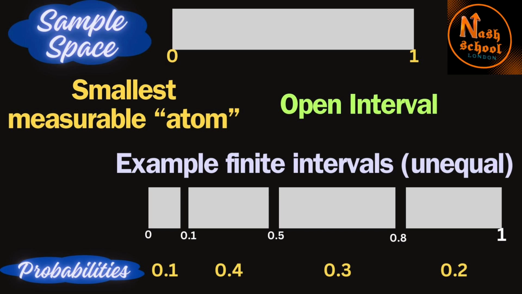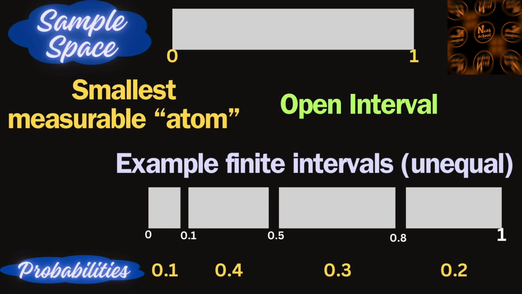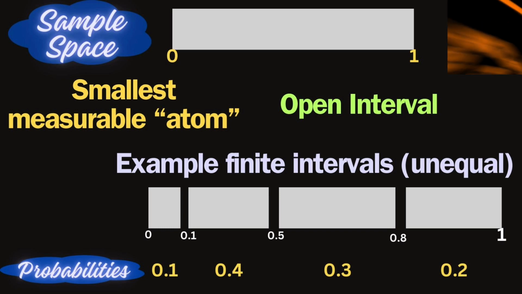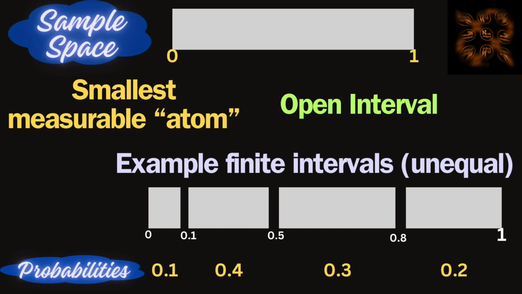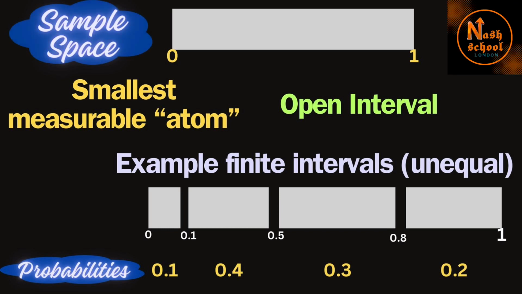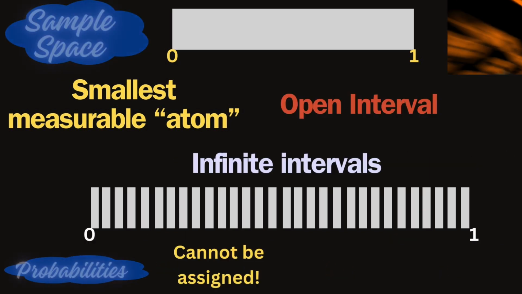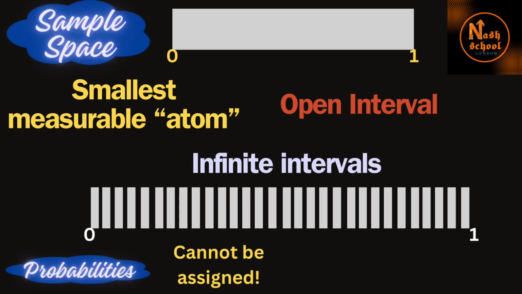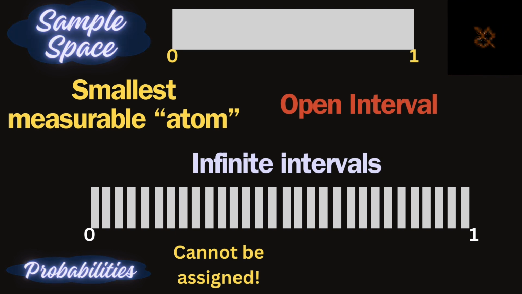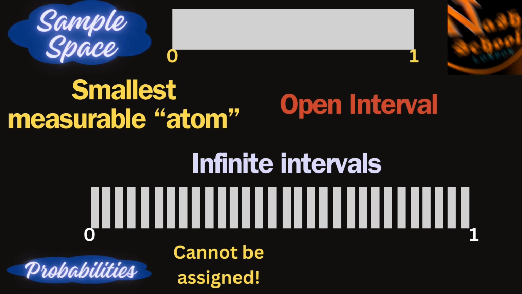Not exactly. So how many such open intervals can we construct? For example, if you consider 0, 1, you can split it into finite intervals. You can say 0 to 1/2, 1/2 to 1. Or you can split it into 4 intervals, 0 to 1/4, 1/4 to half, half to 3/4, 3/4 to 1. So you can split it into small finite intervals, and then these intervals will sum up to the overall 0, 1 interval. But mathematicians won't be happy about that.